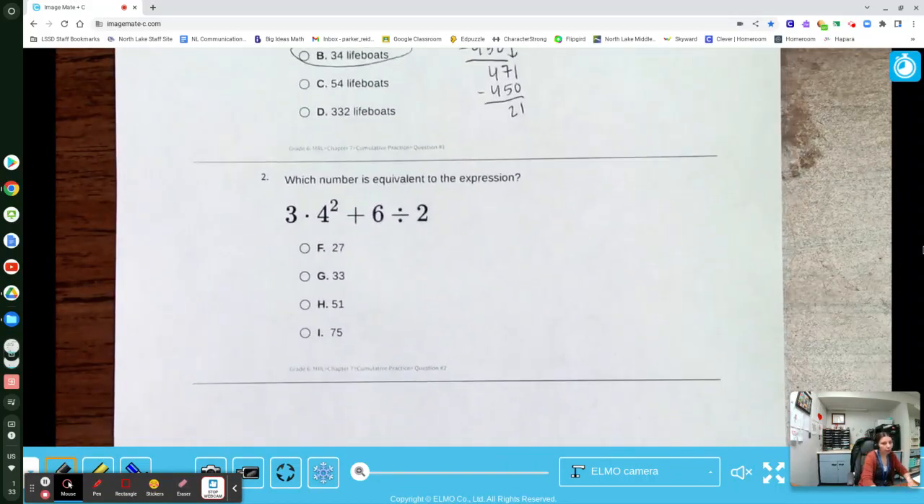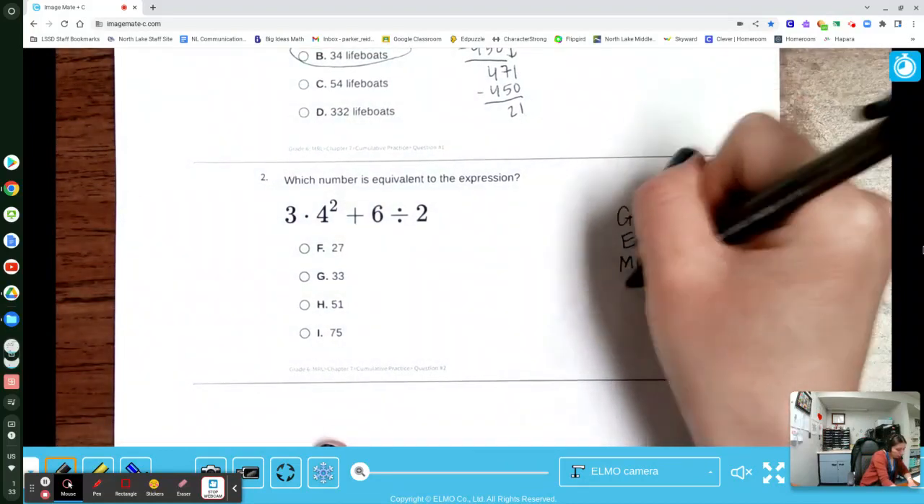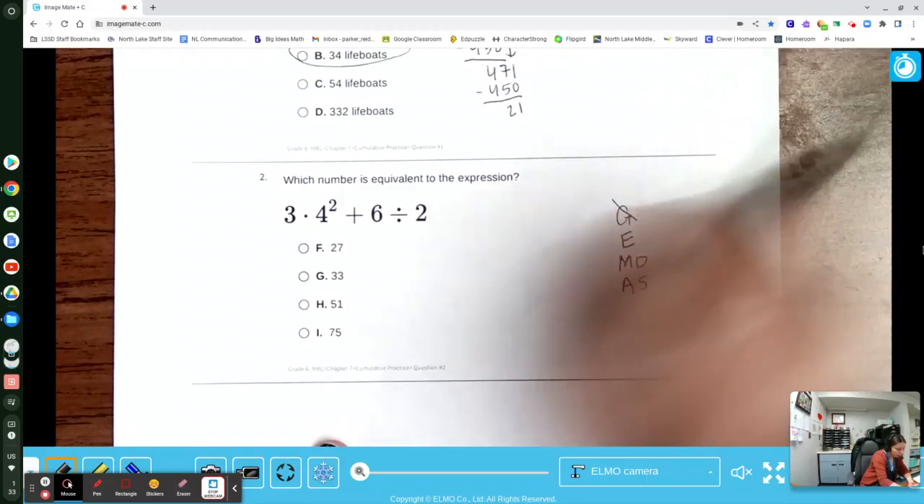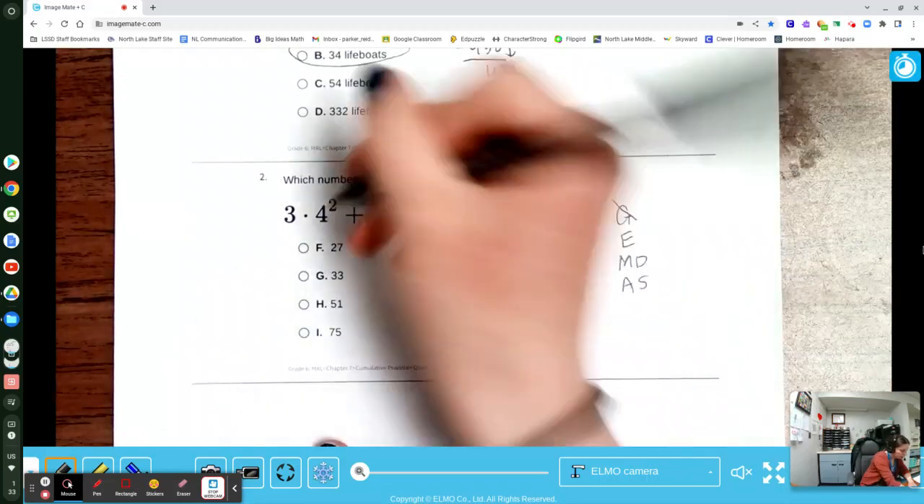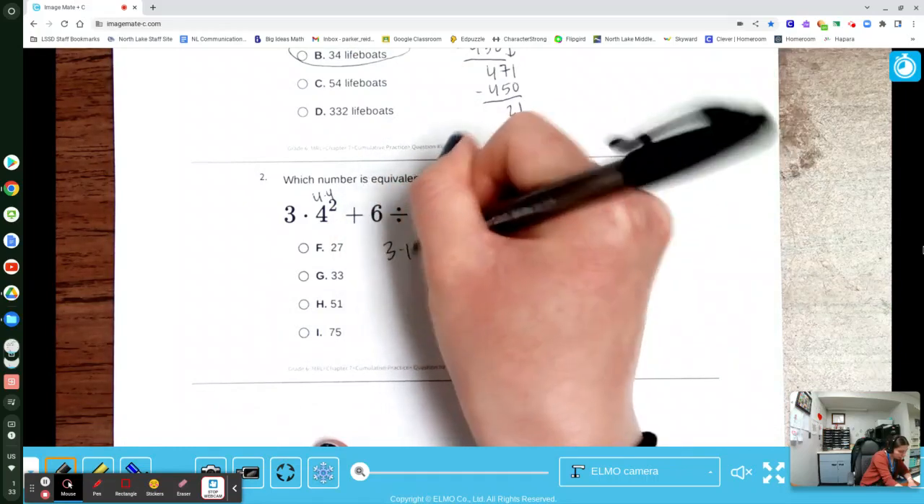Number 2, which number is equivalent to the expression? We're going to use GEMDAS for this. So there's no grouping symbols. I do have exponents. 4 to the second power means 2 4s multiplied together. 4 times 4 is 16.